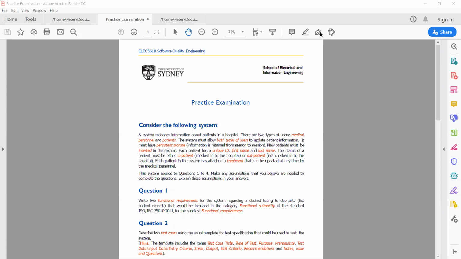Listing. The question says, write two functional requirements for the system regarding a desired listing functionality. In this case, one of your first requirements could be: the system shall allow the listing of a patient, either by listing the patient's first name, the last name, or the unique ID. So this is the first.